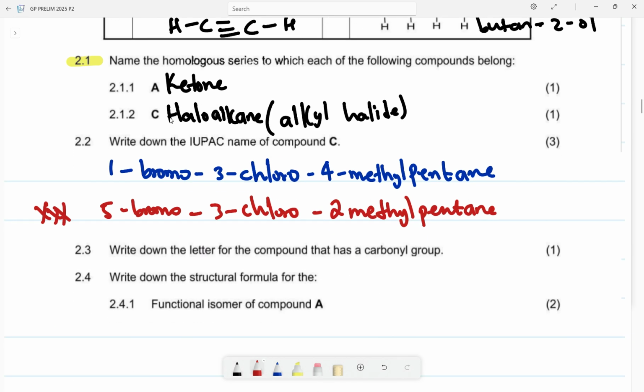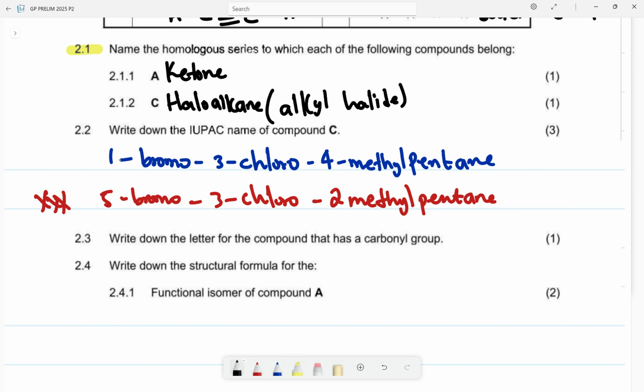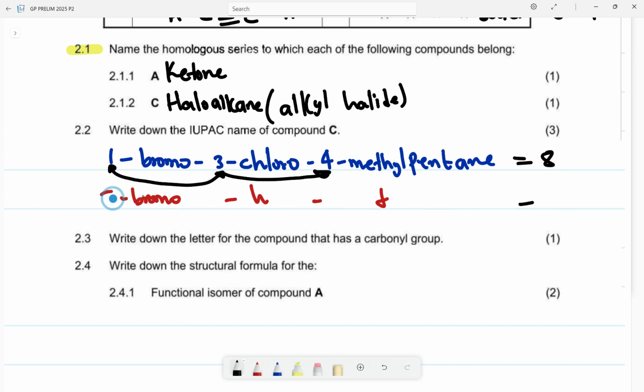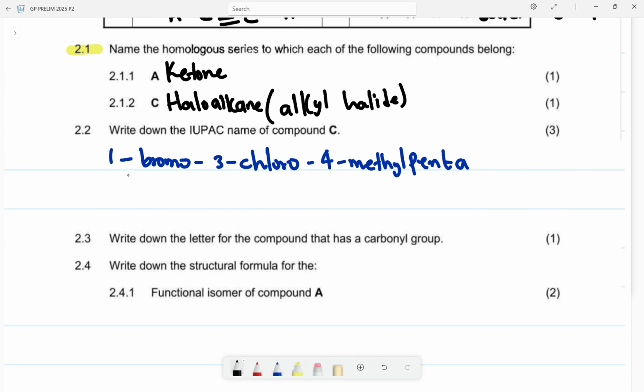What's wrong here is that, remember, when we count, we try to count such that the numbers are the smallest possible. The sum of these numbers is small. 1 plus 3 plus 4, the sum of the positions here is 8. Here the sum is 5 plus 3 plus 2. So can you see that the sum here is 10? So we prefer taking this one with the smallest sum. So this is incorrect. I hope that's clear, guys. One of the mistakes that many learners make, but I think I have clarified it.